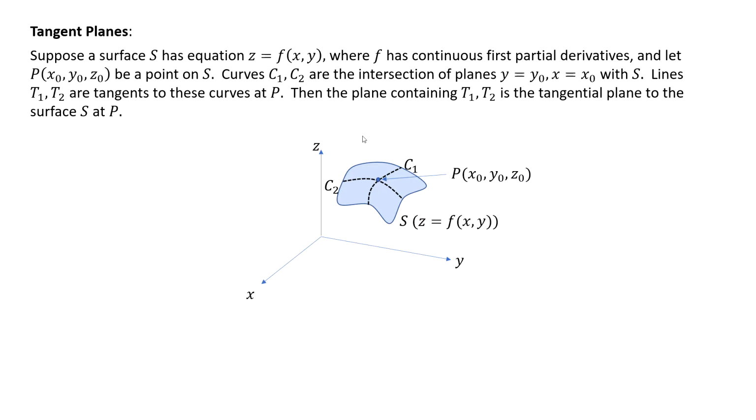So to this curve C sub 1, we draw a tangent T sub 1 at this point P. And similarly to this curve C sub 2, we will draw another tangent T sub 2. Okay, what do they look like?